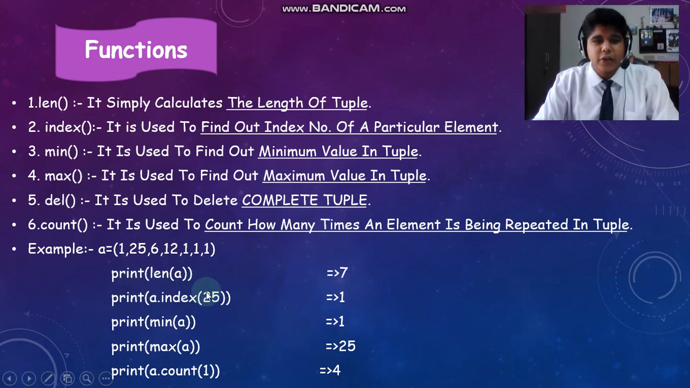Print length of a. The length of this tuple a starts from here: 1, 2, 3, 4, 5, 6, 7. So it prints 7. Then we are finding the index number of element 25. So 0, 1. It will print 1. Then the minimum value in this is 1, so it prints 1. Maximum value 25, so it prints 25. Now the count function. It counts the number of times the element 1 is repeated in the tuple a. So it is 4 times, so it prints 4.